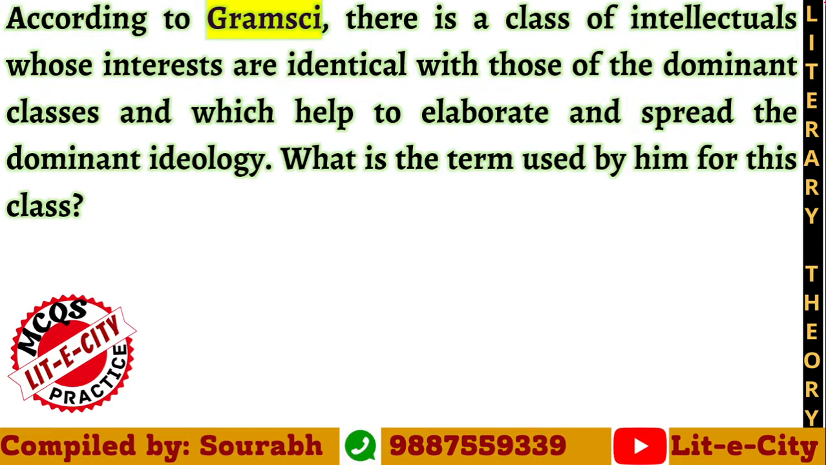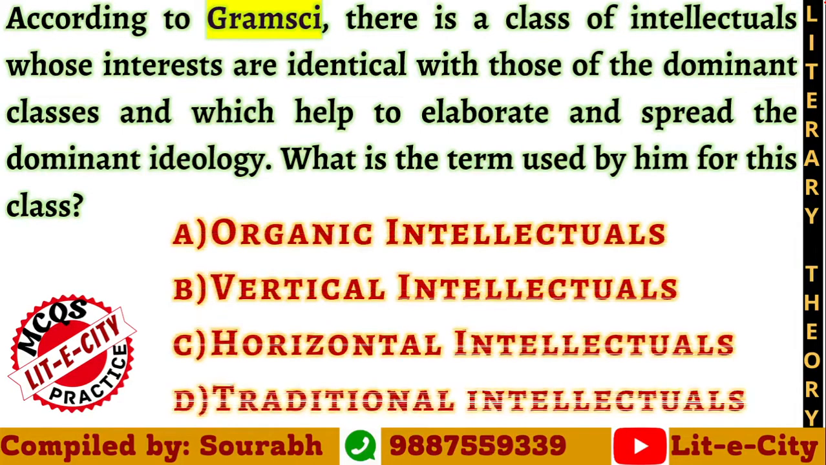Actually, Gramsci was revising the concept given by Marx regarding structure and superstructure, or we can say base and superstructure, and he elaborated that it is not just economic conditions. Basically, there are people who once belonged to this base and now, by education and other things, have become experts and support the dominant class. So the options are organic intellectuals, vertical intellectuals, horizontal intellectuals, or traditional intellectuals.